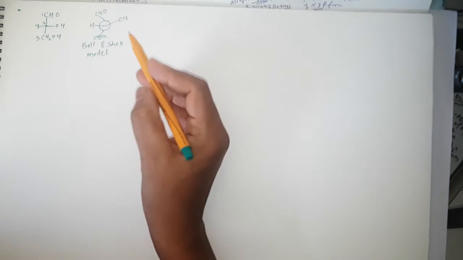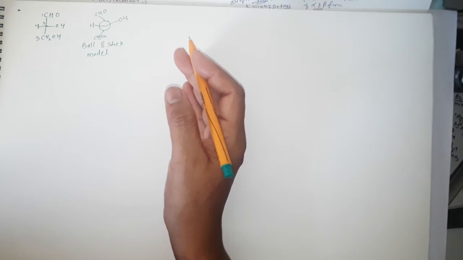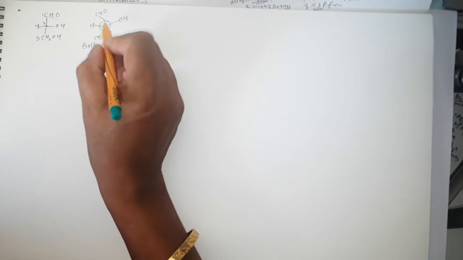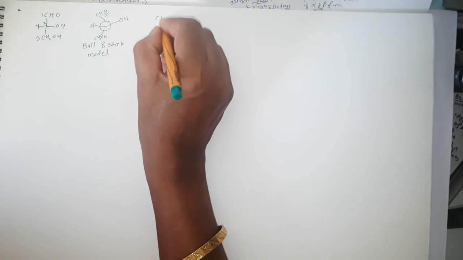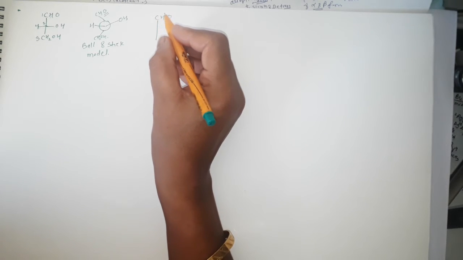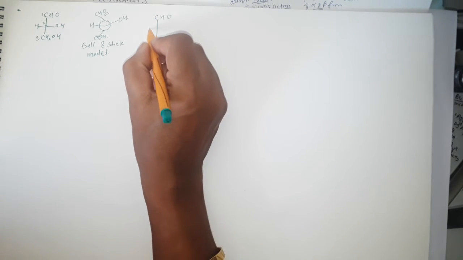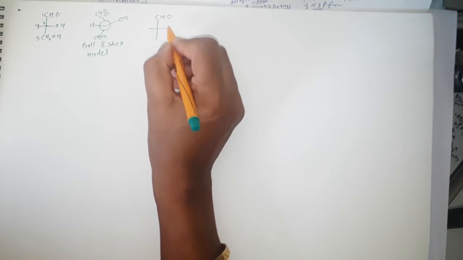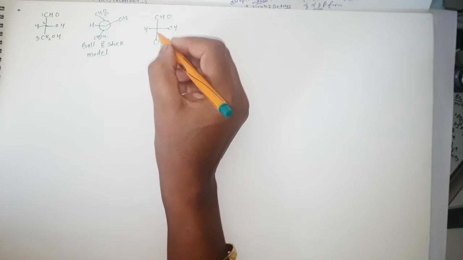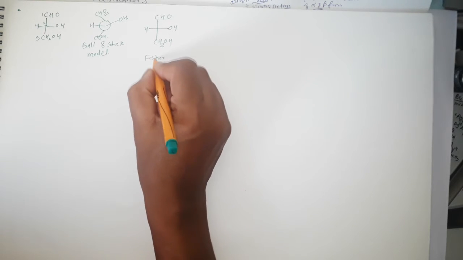The next projection formula is the Fisher projection formula. In the 19th century, Emil Fisher introduced this for any asymmetric carbon atom. Here we draw the most oxidizable group, which is the aldehyde group, at the top of the vertical line. The horizontal bonds represent bonds above the plane, here the OH and H, and the vertical line bonds represent bonds below the plane. So, this is the Fisher projection formula.